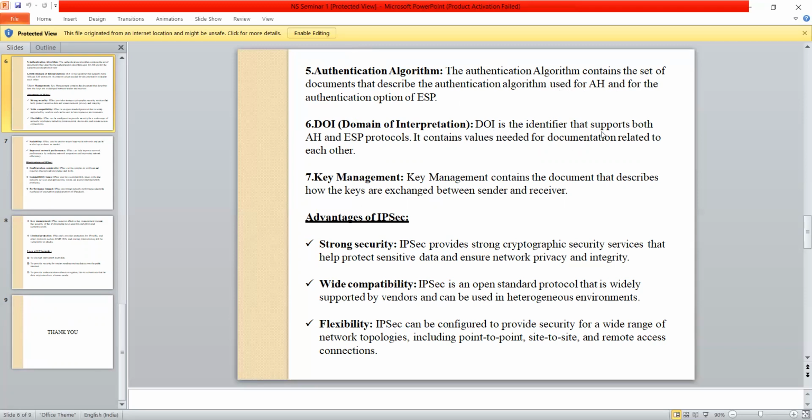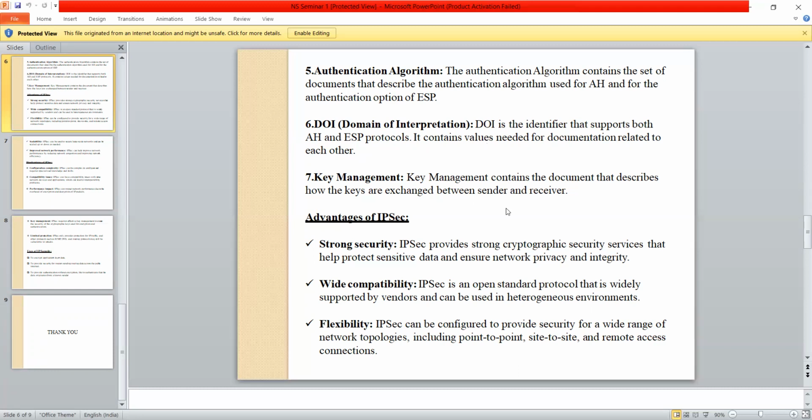Now the DOI, Domain of Interpretation. DOI is the identifier that supports both the AH and ESP protocols, that is, Authentication Header and Encapsulating Security Payload. It contains values needed for documentation related to each other.